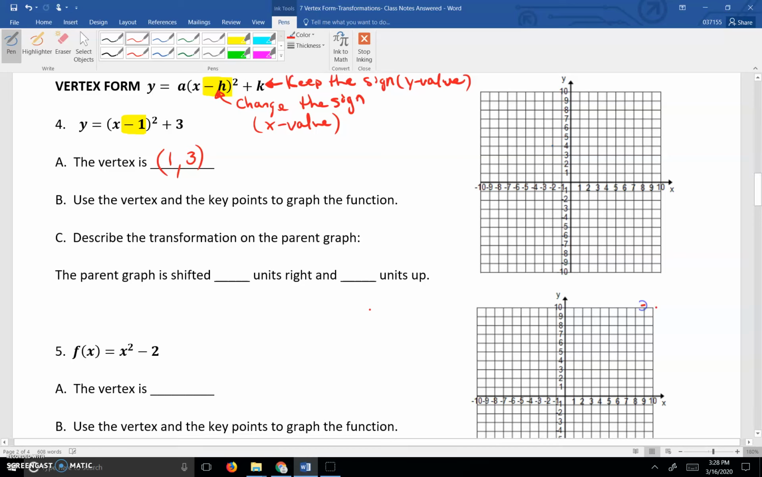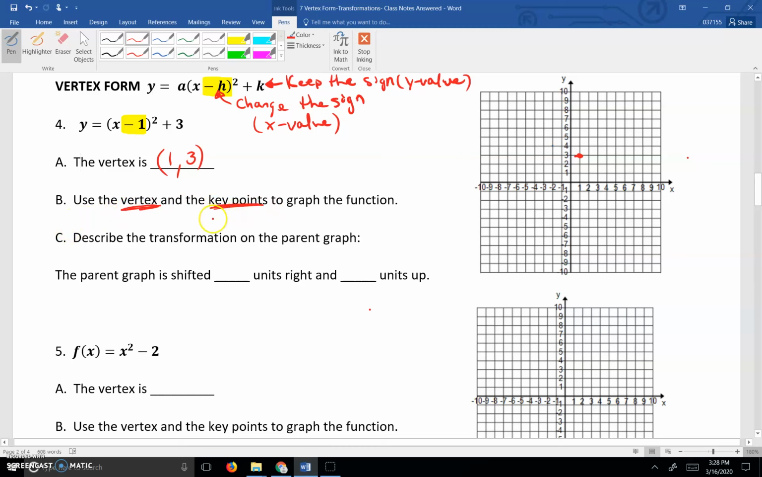I'm going to start by putting that on my graph, because we're going to use that to find the other points for my graph and to graph it. So the point 1, 3 tells me I'm going to start at the origin, and I'm going to go to the right 1 and up 3. There's my new vertex. Now, I'm going to use the vertex and the key points to graph the function.